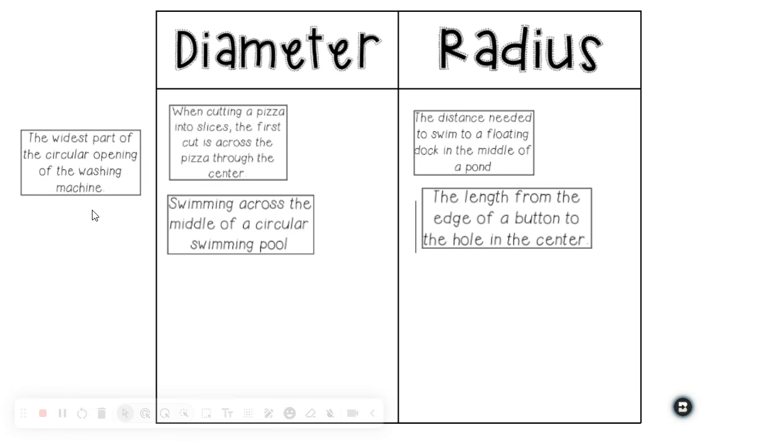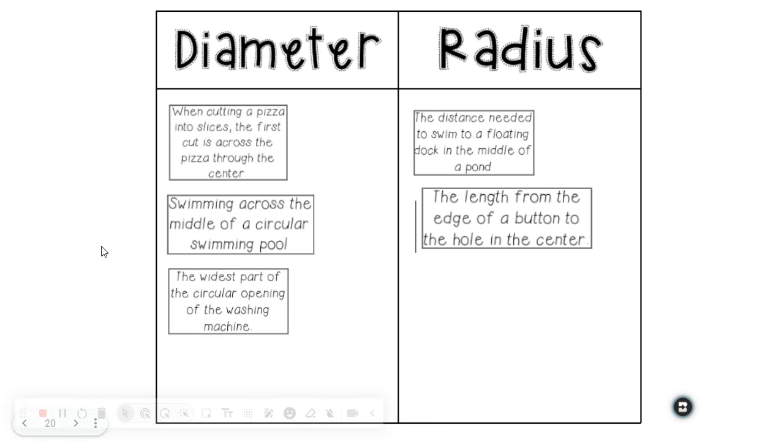The next one, the widest part of the circular opening of a washing machine. Think about this one. It's not giving you any hints of to the center or through the center, but think about how you would determine the widest part of the opening of a washing machine. This is an example of diameter because if you were going to measure the widest part of the opening of a washing machine, you'd have to go from one edge through the middle to the other edge. That would give you the widest part of that opening.